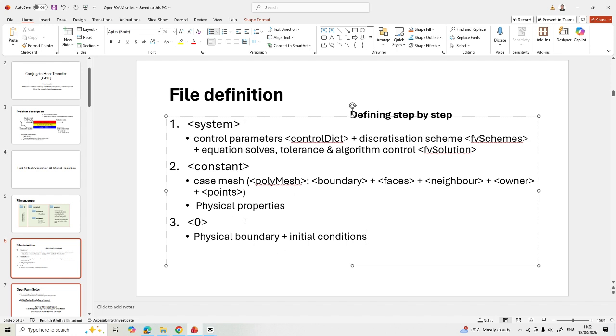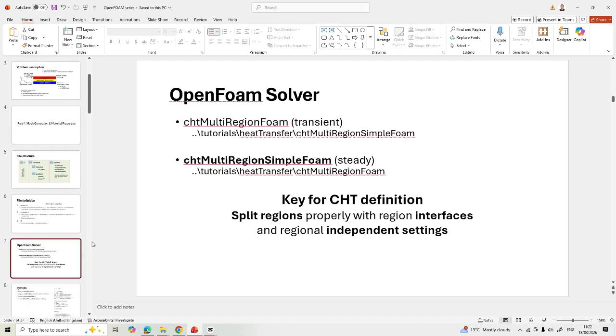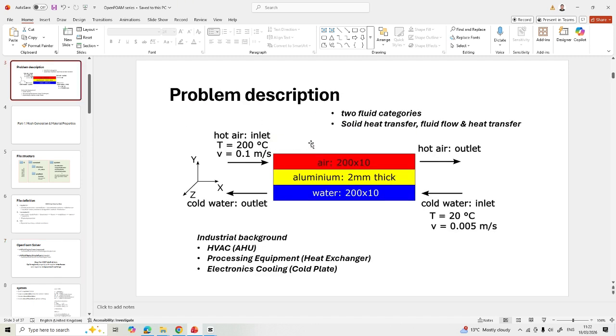The theory behind this is about the FVM. The FVM is about the solution of the Navier-Stokes equations and also the energy equations. So for our problem setting, we have the coupled fluid flow and heat transfer, and also the heat transfer between the fluid and solid. So that's why it's called conjugate heat transfer.